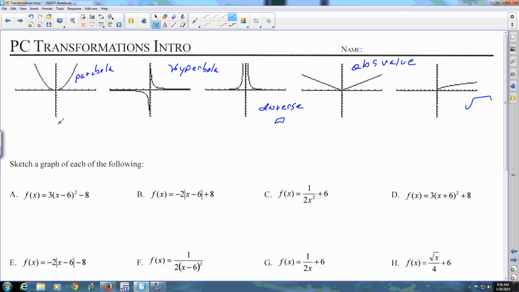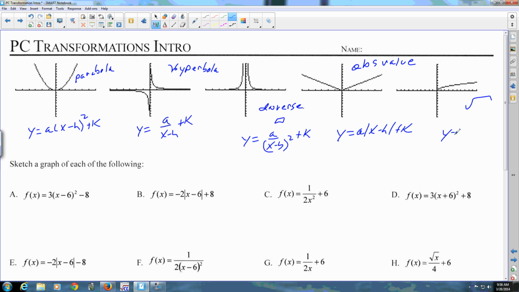The generic equation for this is going to be y is equal to a(x minus h) squared plus k. This one is y is equal to a|x minus h| plus k. This one, y is equal to a/(x minus h) squared plus k. Y is equal to a/(x minus h) plus k. Y is equal to a square root of (x minus h) plus k.